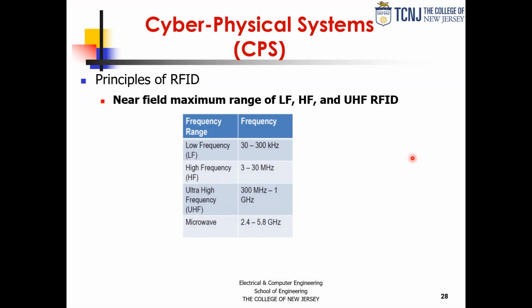Then there is the frequency band. In the frequency band, we have low frequency, which is 30 to 300 kilohertz. Low frequency doesn't travel very well at the low end of the spectrum, because the wave behaves mostly magnetic, so it doesn't travel very well.